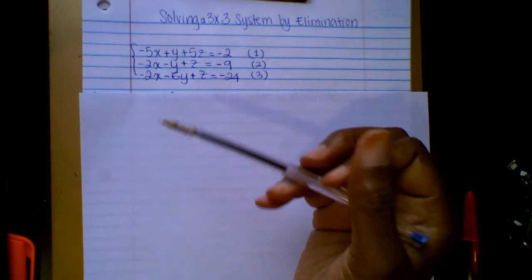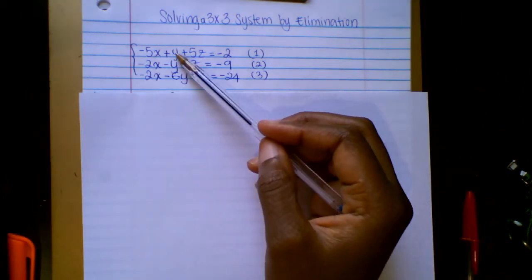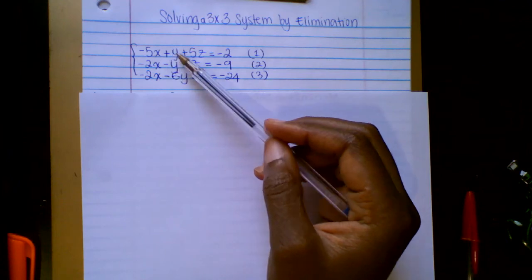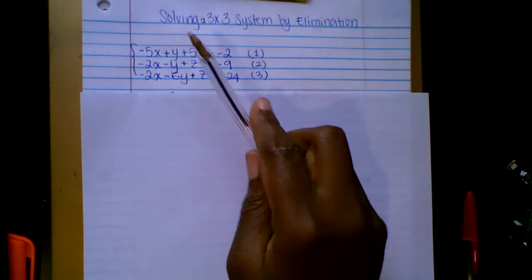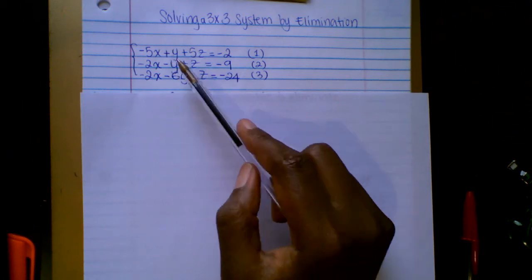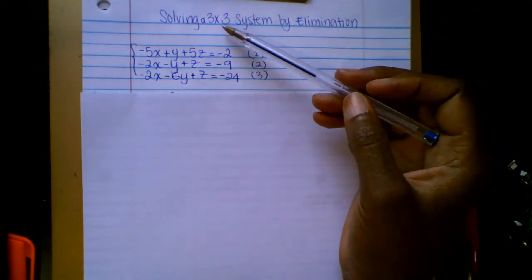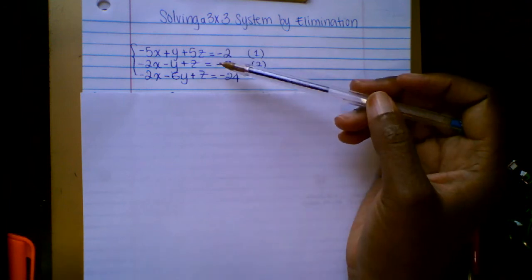If the variable you want to solve for has a coefficient that is not -1 or +1, it will be harder to use substitution. That's why I like to use elimination, because it works for any case of a 3 by 3 system.